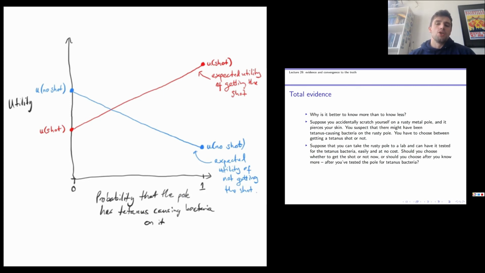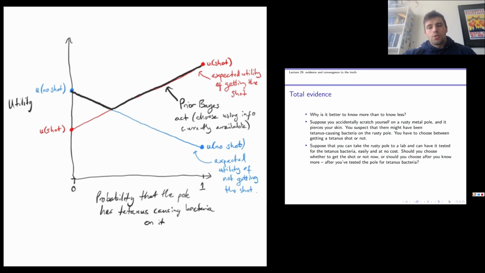That means you should choose the course of action corresponding to whichever line is higher on this graph at any one point. And well, if we look at the graph, we see that from here to here, that corresponds to not getting the shot, and from here to here, that corresponds to getting the shot. So this line in black here corresponds to your maximized expected utility when you choose prior to the new information.